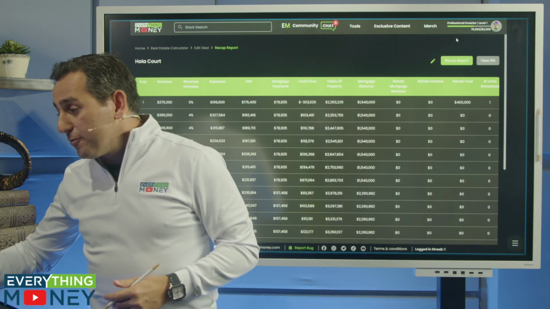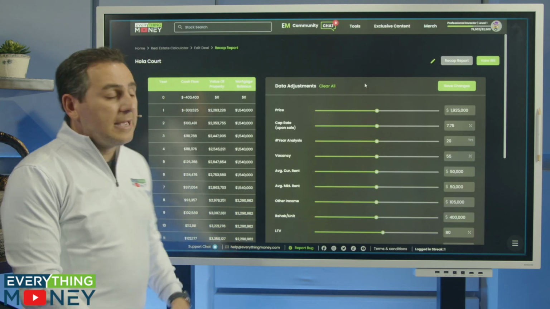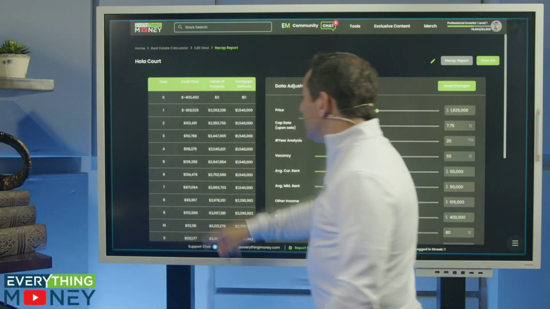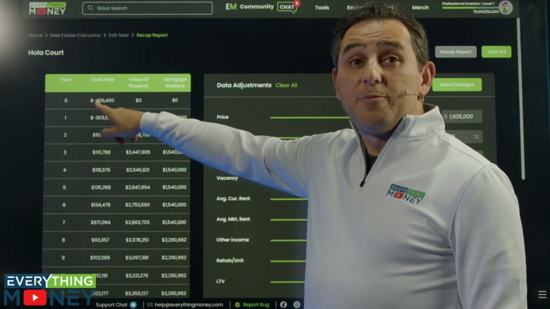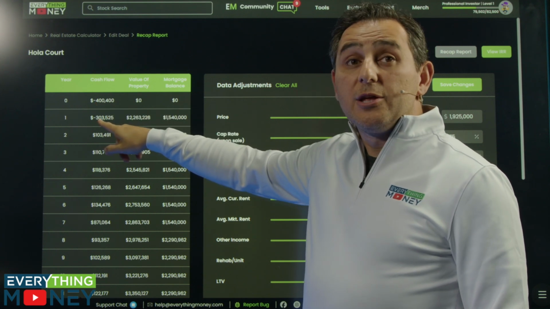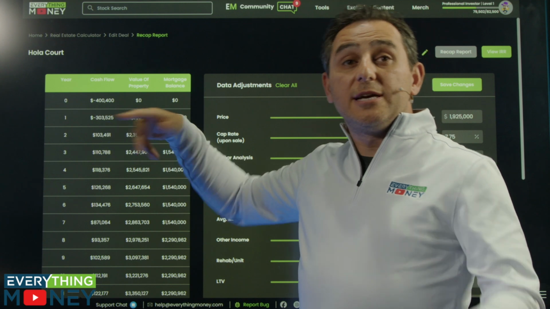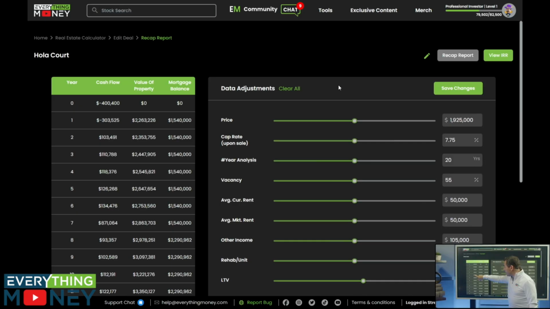Okay, now to get my returns, I go to IRR, view IRR. And here's what's great about this. It tells you immediately cash flow year zero. That's the money you buy the property, you put $400,000 down. Year one, full year, you have cash flow plus you put $400,000 in as my rehab. Here's the value of the property, mortgage balance, and it goes year by year by year.